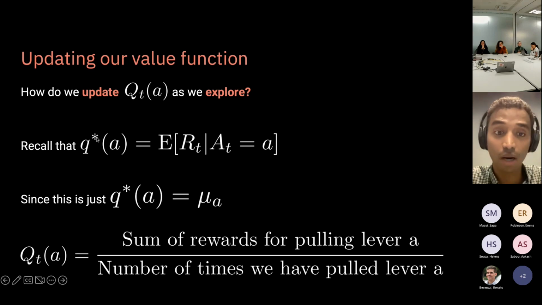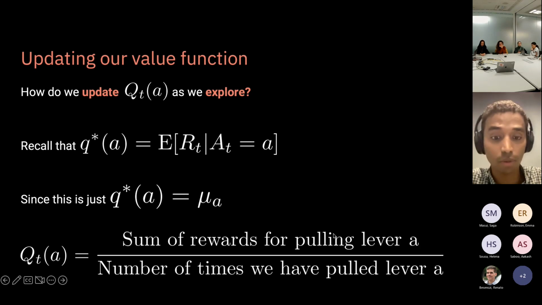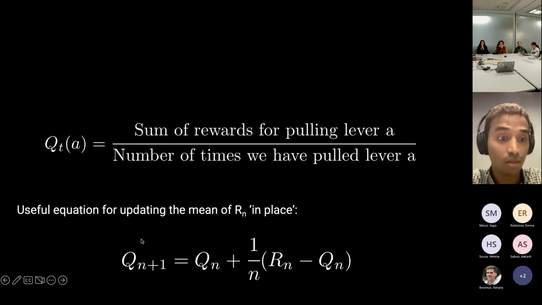Just recall that Q star is the expected value of the set of rewards over time, conditioned on the action that you take. So for every action that you do, you get a set of rewards, as for example with pulling the levers. And this Q function is just the sum of the rewards for pulling lever A, for example, over the number of times that you have pulled lever A. If you have pulled it 6 times, for example, every time you get a reward, and then your Q function is just the average of this. And the useful formula for updating the mean of Rn is: your new Q value is the old one plus 1 over n, times the reward that you get minus your current Q function.